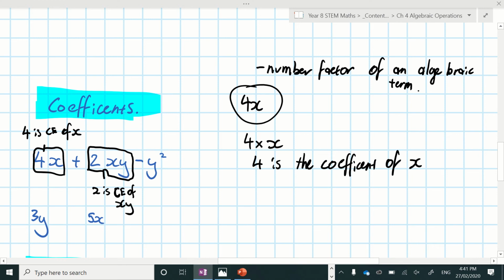And then the last one, we've got a negative y squared, so it's still being times by something, and the way to make y squared still the same thing is times it by 1. So the coefficient of this one, it may be a little bit trickier, is we write it as negative 1 is the coefficient, sorry, I should write CE, of y squared, because for y squared to become a negative y squared, it has to be multiplied by that negative 1 up the top.